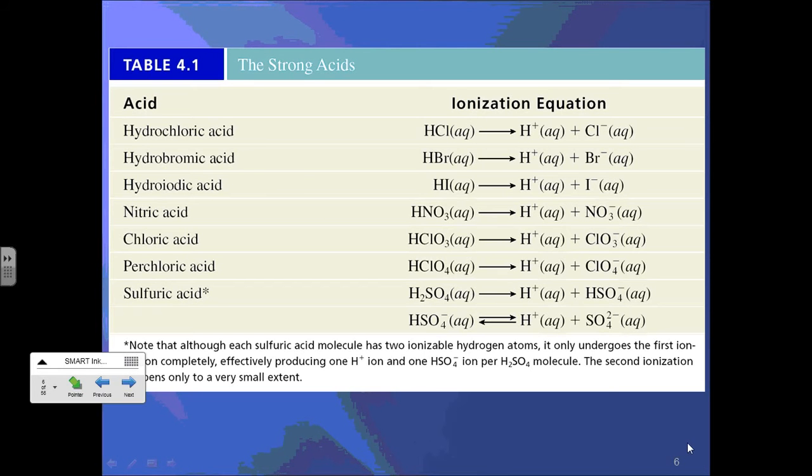So, looking at this chart, this is just a general list of strong acids, which include hydrochloric, hydrobromic, hydroiodic, nitric, chloric, perchloric, and sulfuric. And these are some notable examples that you would want to add to your repertoire of knowledge regarding strong acids.